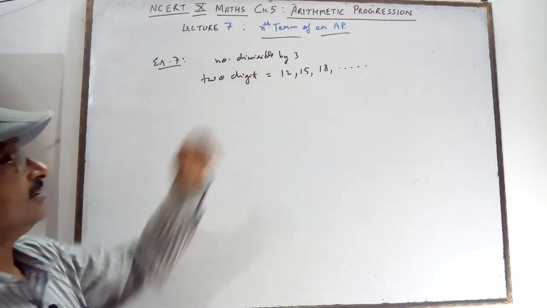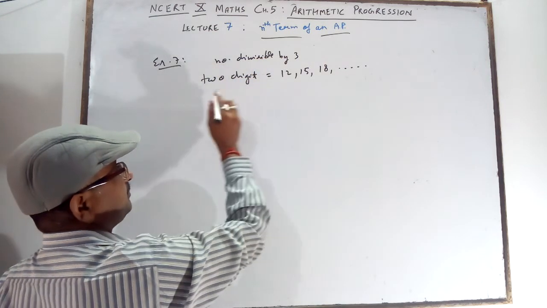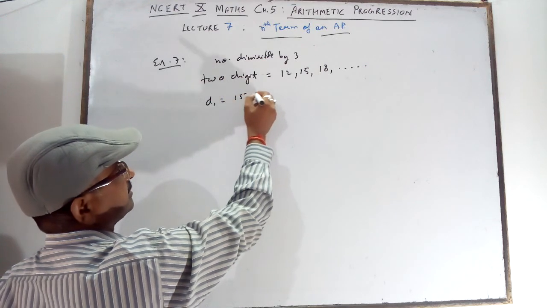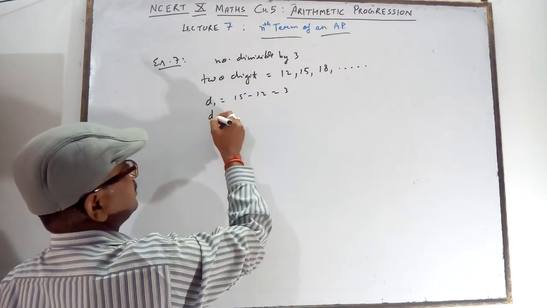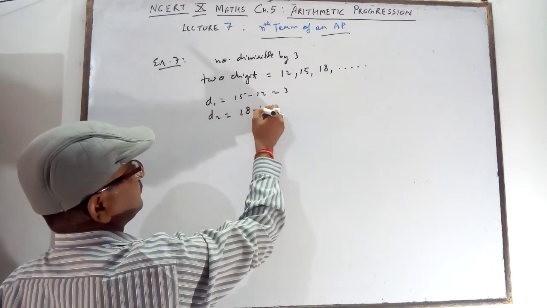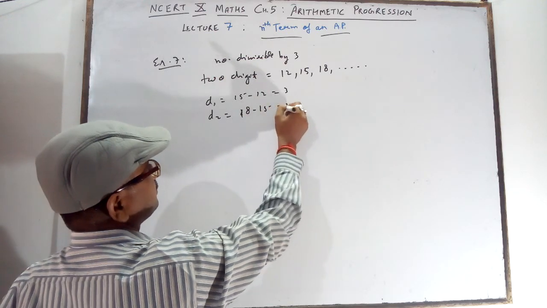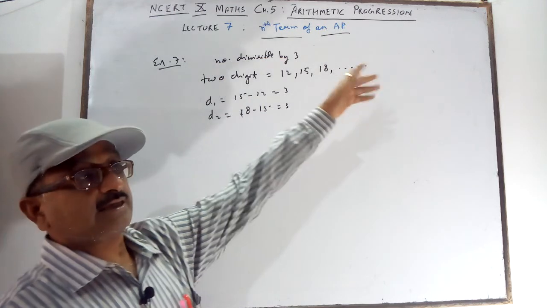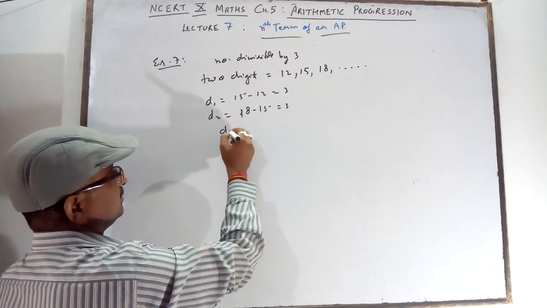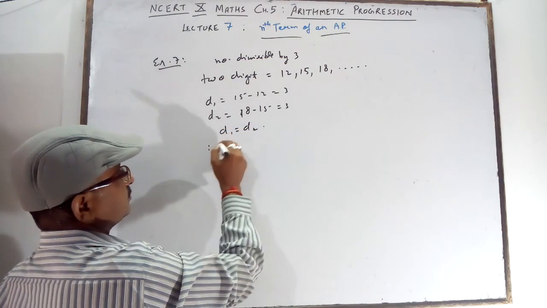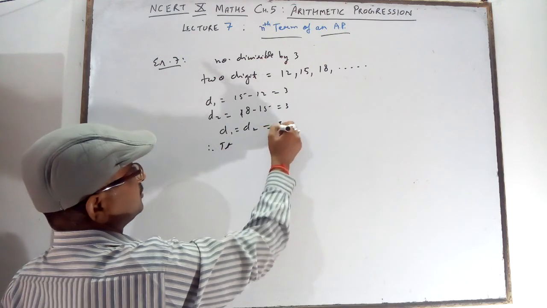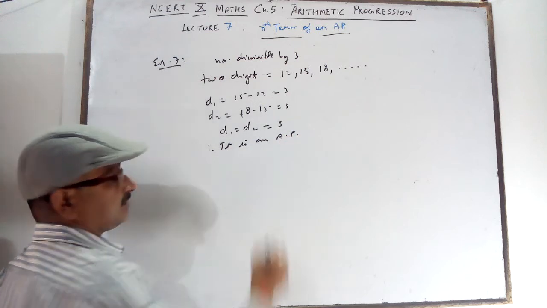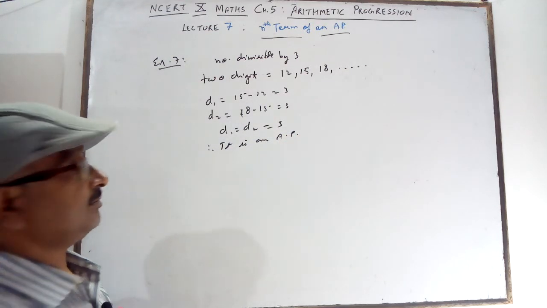There is no limit. So first you check whether it is an AP or not. Here d1 you calculate, 15 minus 12, 3. d2 you calculate, 18 minus 15, you are getting 3. If you write more numbers, 3 sevens are 21, again your difference is 3. d1 is equal to d2, so it is an AP with d equal to 3. All the tables are always APs and the table number is the common difference.